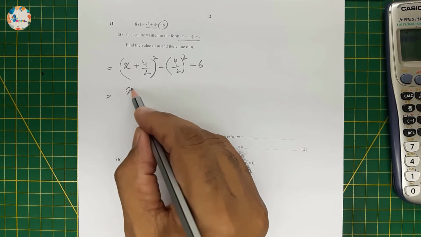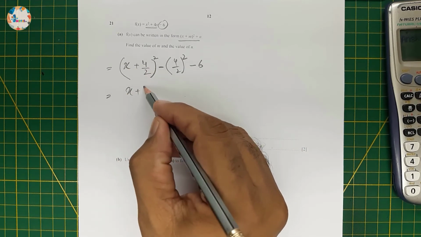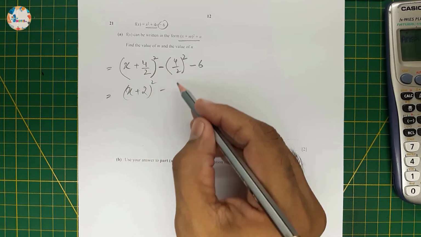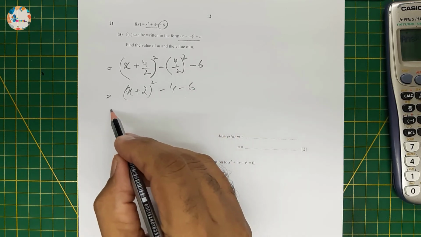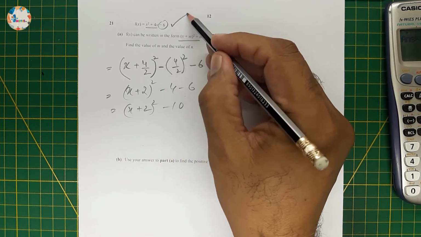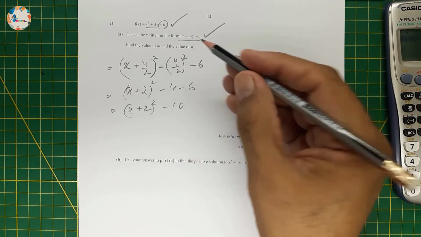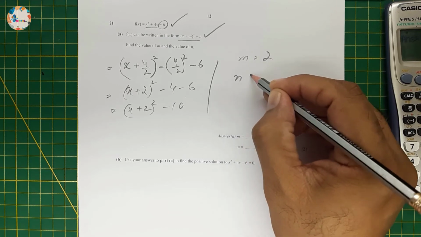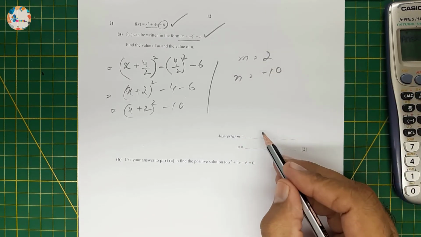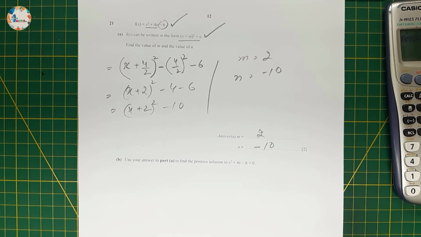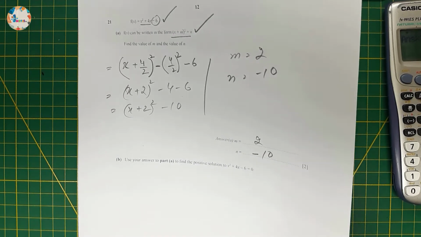Now this will be x plus, this will be cancelled, and you will get 2 squared, which will be 4. So we can write (x plus 2) squared minus 10. If we compare this equation and this equation, m will be equal to 2 and n will be equal to minus 10. This will be our answer, and this is the easiest way to write the completing square.